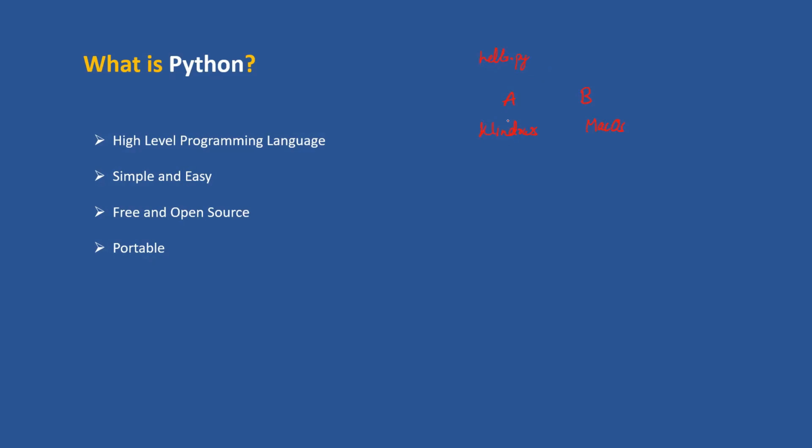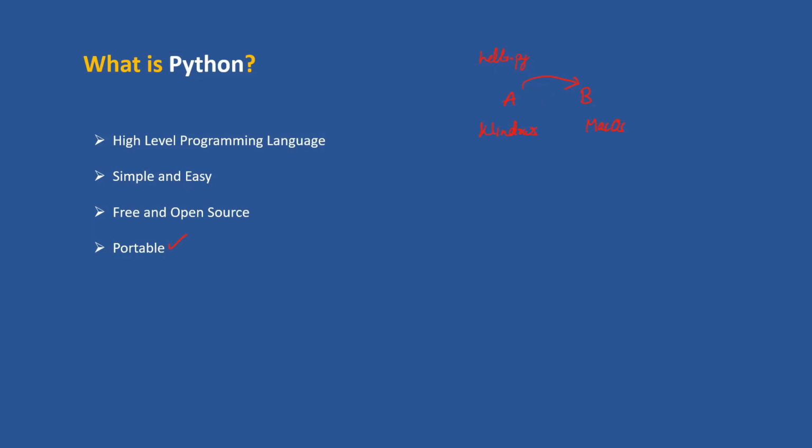You are writing it in Windows. Now, without making any change, this person A shares his or her code with person B. Person B, without making any kind of change in this program file hello.py, can run it in Mac OS. That is why we call it a portable language. You write it in one operating system, but you can run it in different operating systems like Mac OS, Linux, whatever you want, without making any change. That is why we say it's a portable language.